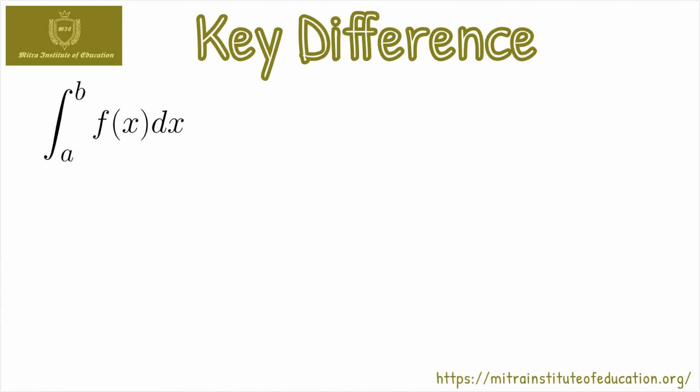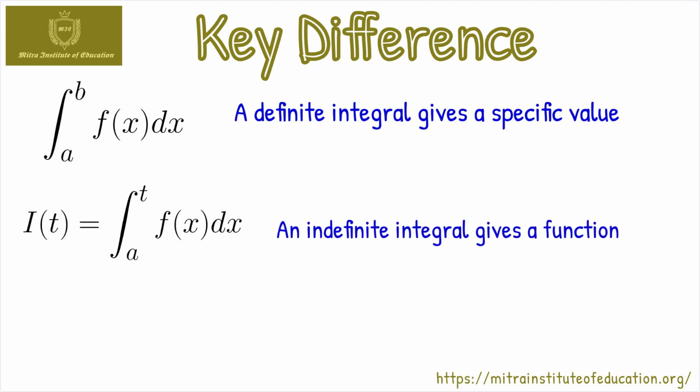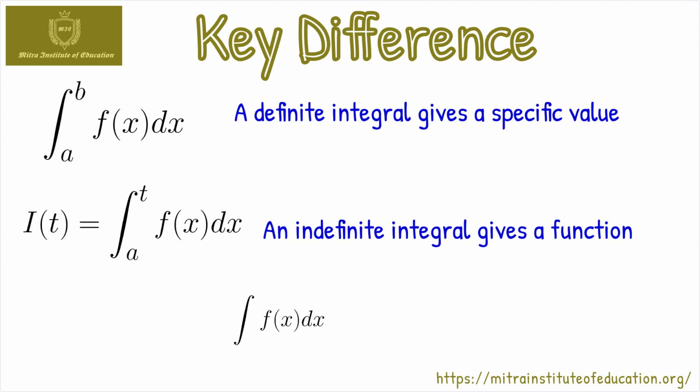So, to summarize, a definite integral gives a specific value, like the area under a curve from one point to another. An indefinite integral, on the other hand, gives a function. It represents the accumulation of values up to a variable upper limit. This distinction is crucial. It helps us understand how integrals can be applied in different ways, depending on the context.